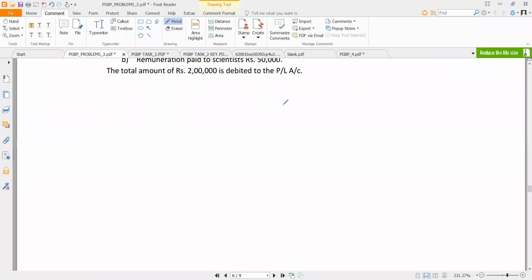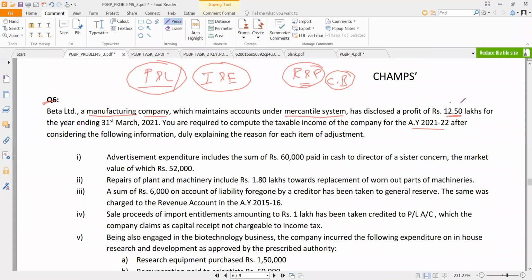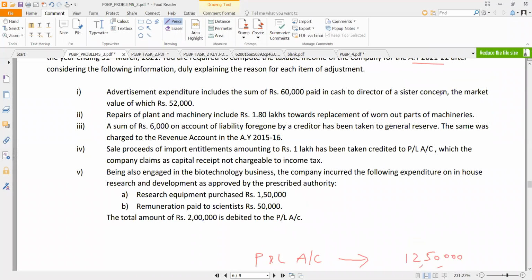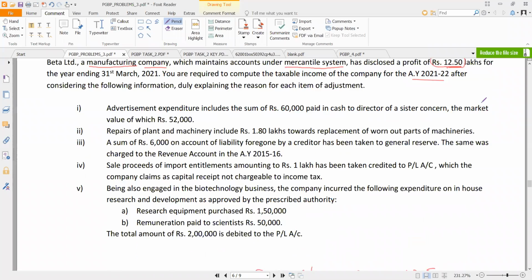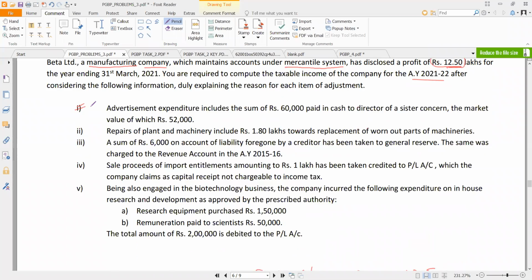So naturally, first of all, what is the profit as per profit and loss account as given in the question? Starting point, 12,50,000. That is given in the question. That is the starting point, 12.5 lakhs, 12,50,000. I would suggest for anything in lakhs, write the full amounts rather than writing decimals. That is easier. Then one by one, let us look at the adjustments to be done if required.